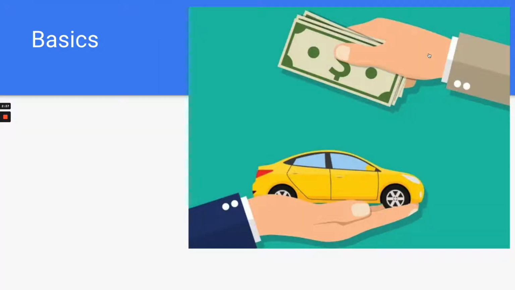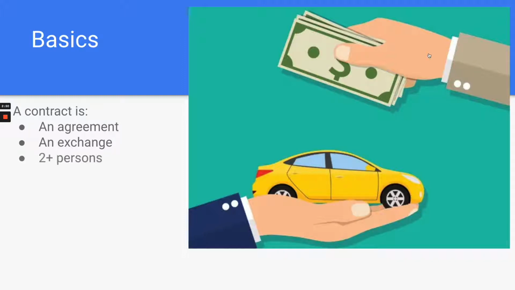The basics. Contracts are really pretty simple things. They are, first and foremost, an agreement. An agreement that involves an exchange. And that has to involve two or more persons.